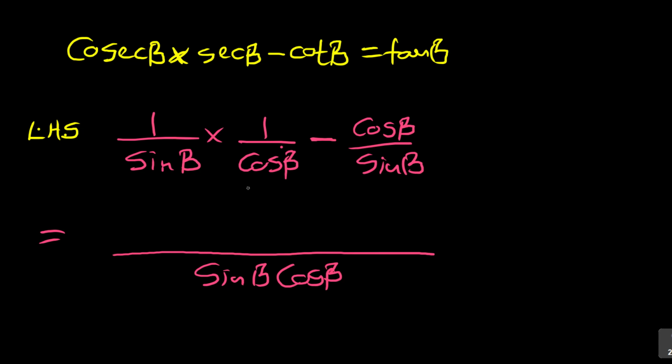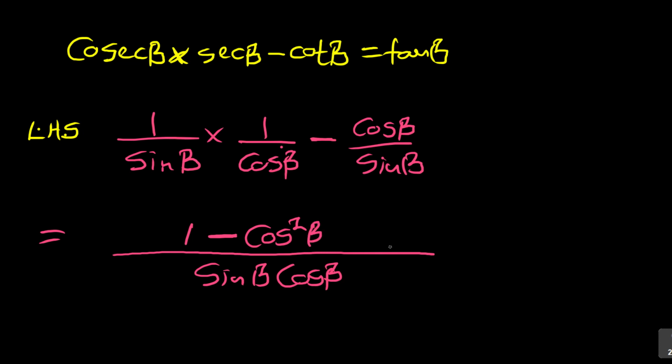So let's do it now. What do I write on top? We've got 1 times, what does this guy have? This guy's got a sine B, so we need a cos B. So cos squared B. 1 minus, we're subtracting, so it's 1 minus cos squared B. Perfect.